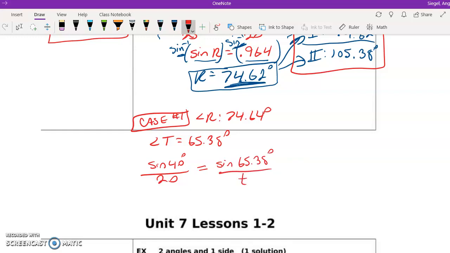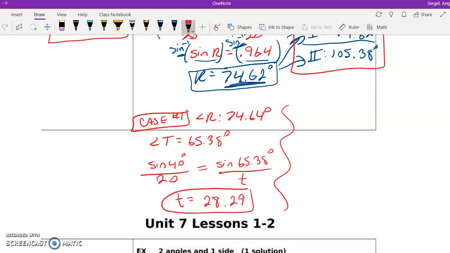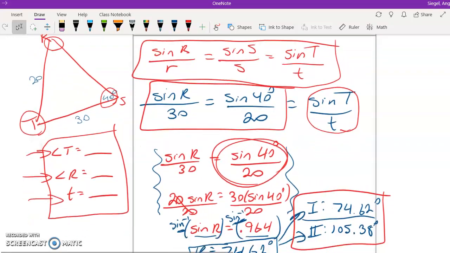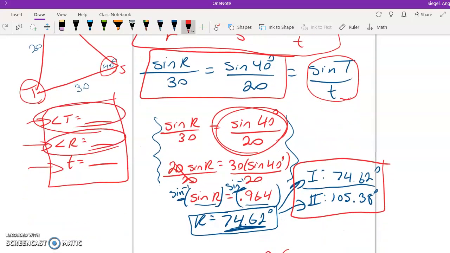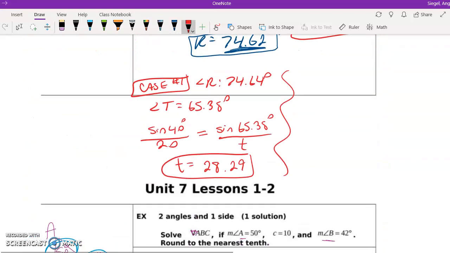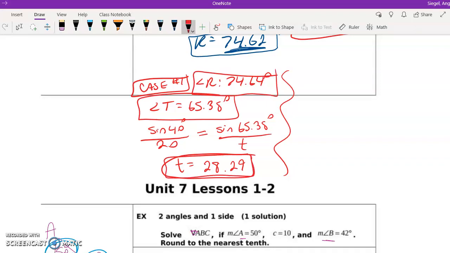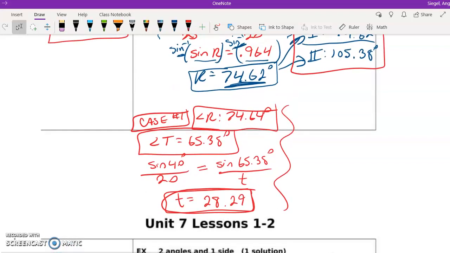So in this case, I can go ahead and solve for that T. So we're going to cross multiply and divide, and we're going to get T equals about 28.29 or 28.3. Okay, so let's go back. Did we answer everything? Do we have angle T, angle R, and side length T? So let's see. We have angle R, angle T, and side length T. So we're good on that one. We have everything that we need.